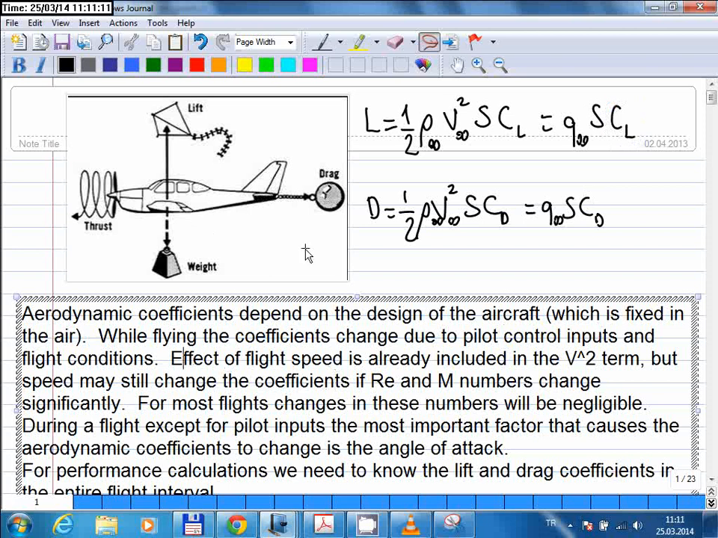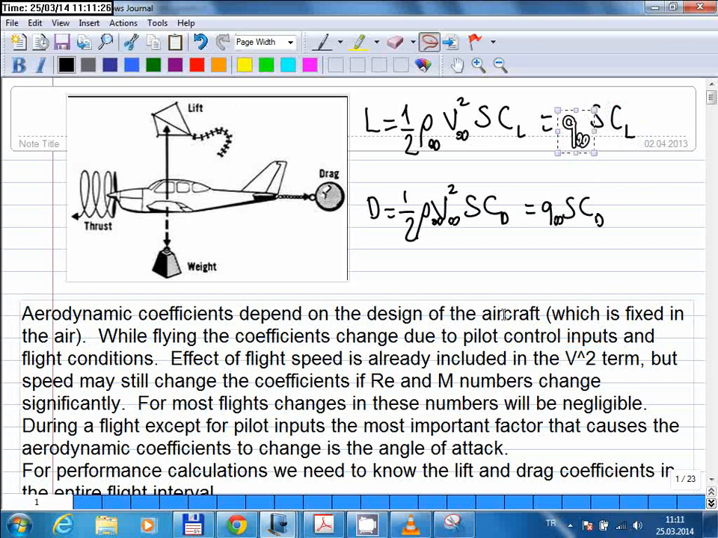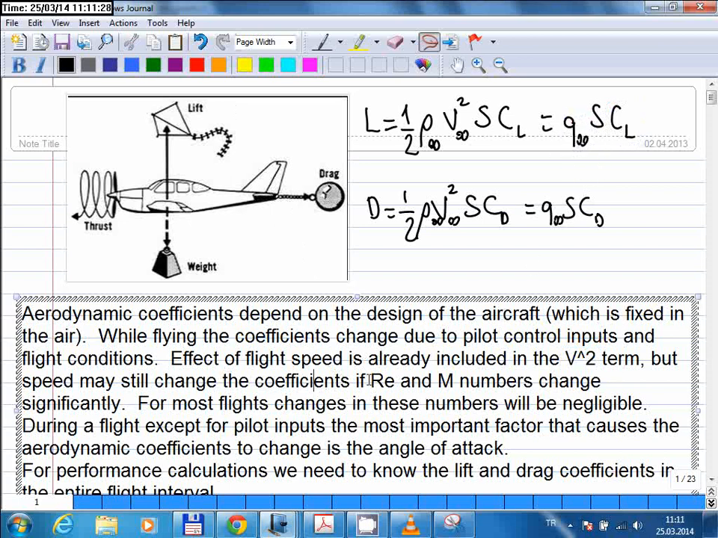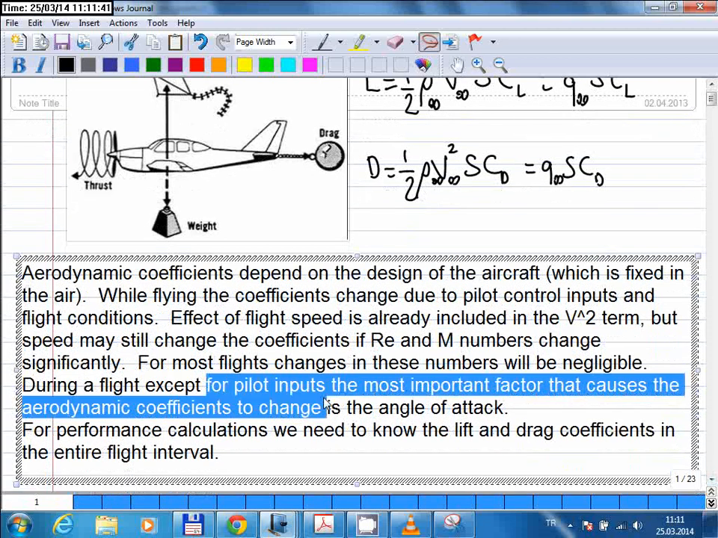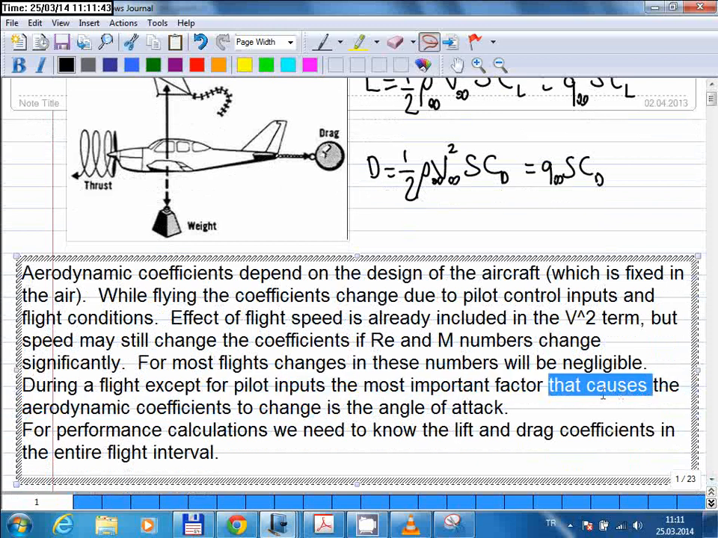And these coefficients will be, the forces, not the coefficients, the forces are changing as the speed of the flight changes. And this fact is included in the dynamic pressure term. And also you need to pay attention to the Reynolds and Mach numbers as they change these coefficients as well. And so during a flight, except for the pilot impulse, the most important factor that causes the aerodynamic coefficients to change is the angle of attack.